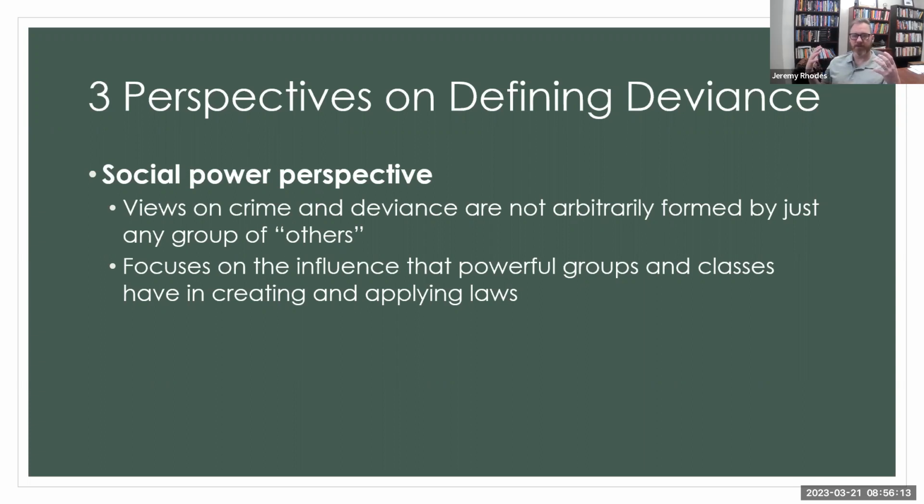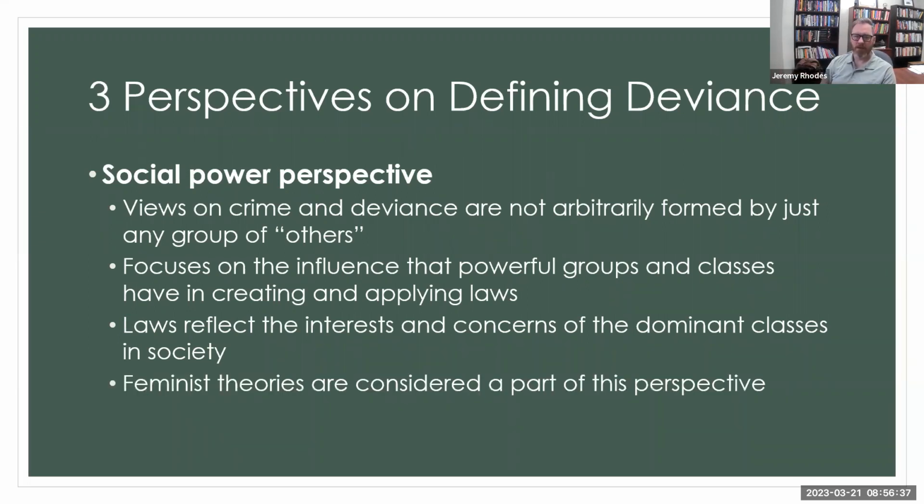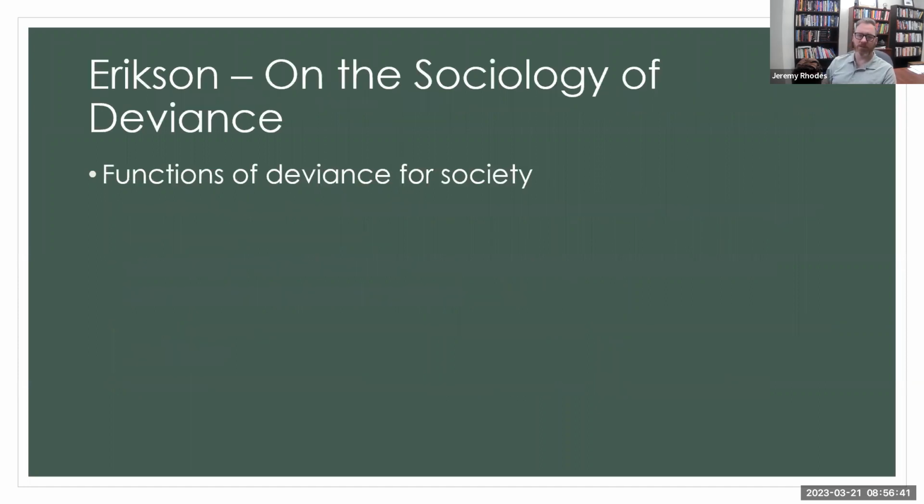The social power perspective says people in power get to make the rules, and they make the rules in a way that benefits them and that kind of subjugates or oppresses others, whoever those others are. So they might say the laws reflect the interests and the concerns of the dominant classes in society. The things that we punish are the things that are characteristic of people who have relatively less power. Some of our feminist theories are considered a part of this perspective, which we'll deal with a little bit later.